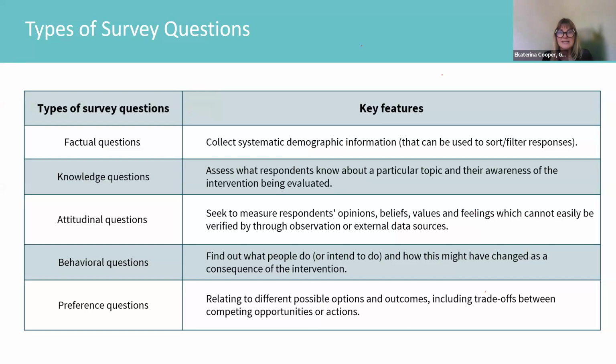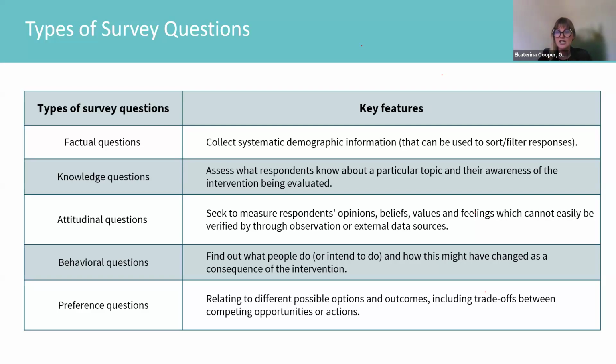Knowledge questions are particularly focused on the awareness of the respondent about something, whether it's about evaluation, about a particular topic, or about the elements of your intervention. You can also check knowledge as a concept. So if you have a learning intervention, there are certain things you may test their knowledge on, and that could be the knowledge questions as well.